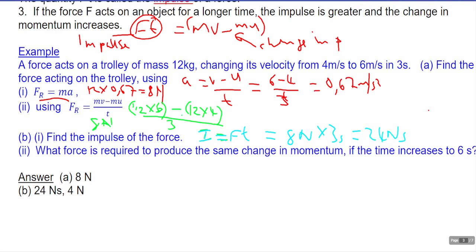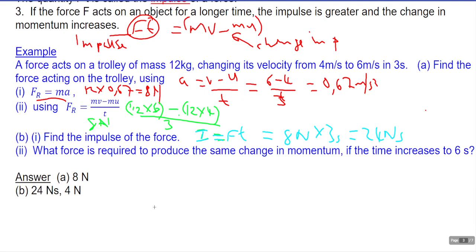Then the question goes on to say, what is the force required to produce the same change in momentum if the time increases to 6 seconds? So from our equation, we said that impulse is equal to change in momentum. So here it says the same change in momentum, which means that the impulse also hasn't changed. What has just changed is the time. So the impulse that we found is 24 newton seconds. So 24 newton seconds is our change in momentum, divided by the new time, which is 6. That gives us 4 newtons. So that is the new force.